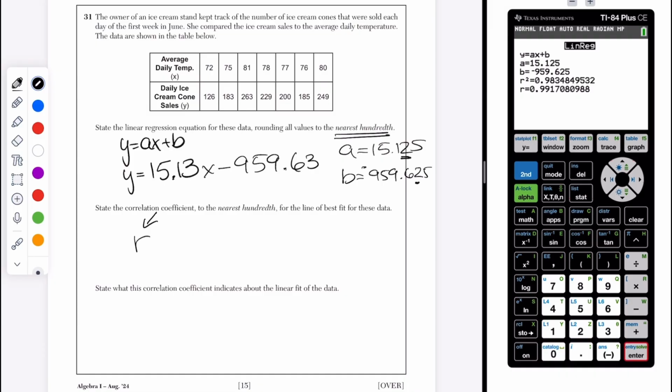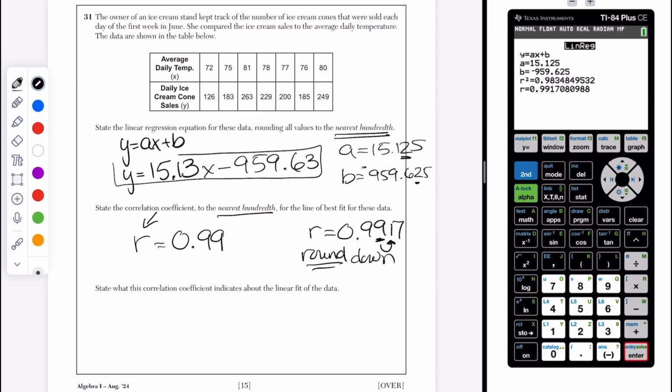And we have that also to the nearest hundredth. So we have our R is 0.9917. So we're going to round it. And look at the number over here. It is a 1. So we're going to round it to 0.99. Okay, so that way they can see what our real answer is. So we have that there and there.